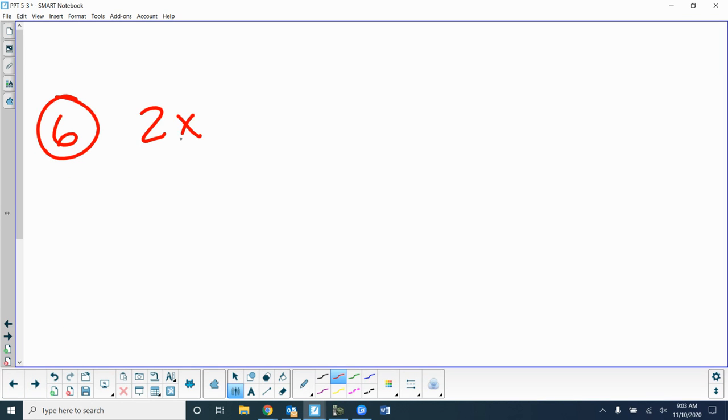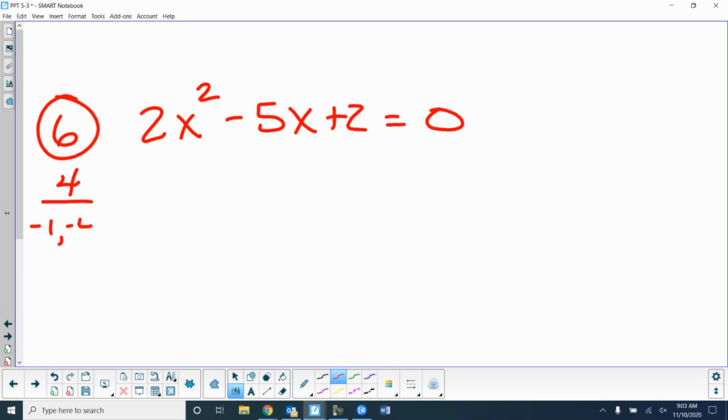So it was 2x squared minus 5x plus 2. I'll do it real quick for you. And I lost my spot. It's supposed to be set equal to 0. What's 2 times 2? 4. What are the factors of positive 4 that add up to negative 5? Negative 1 times negative 4, right? They multiply to give me positive 4. They add to give me negative 5.